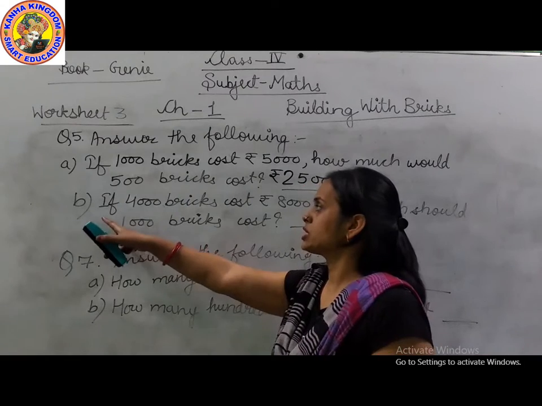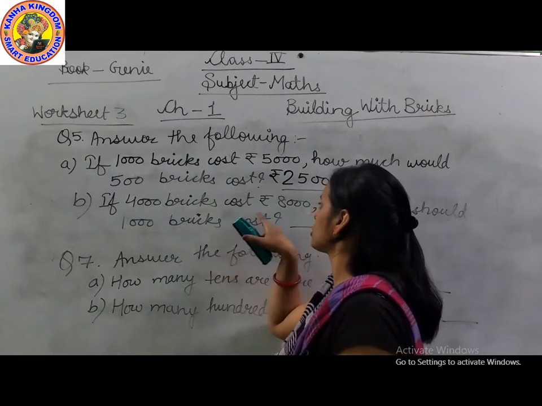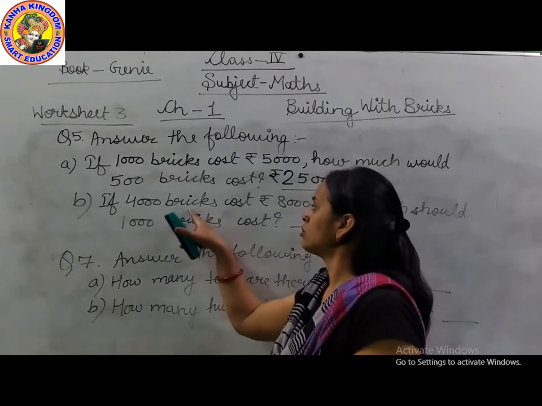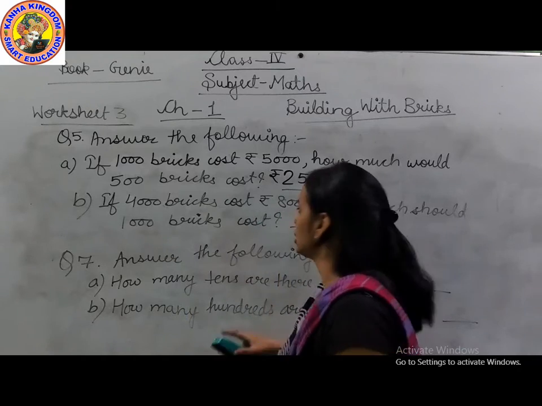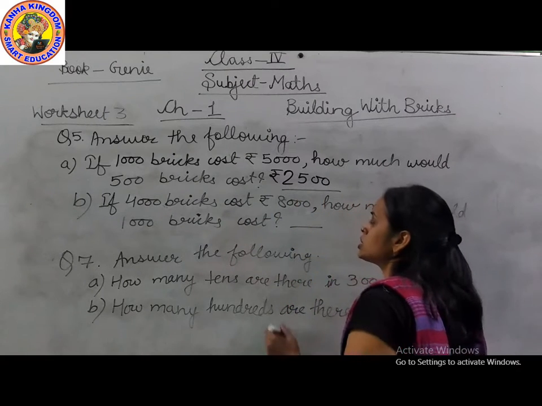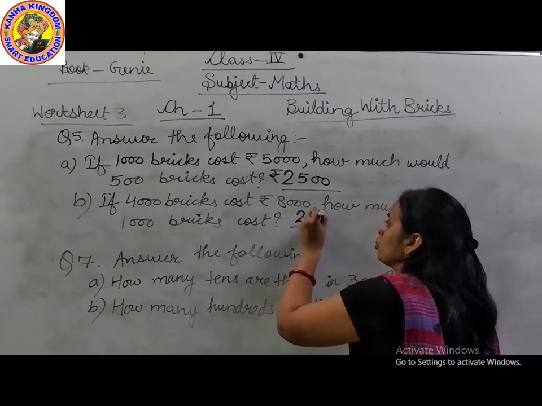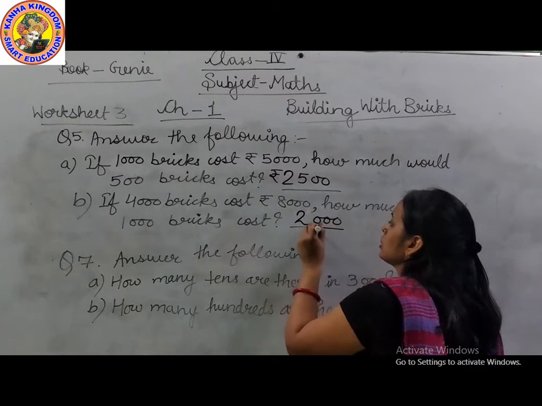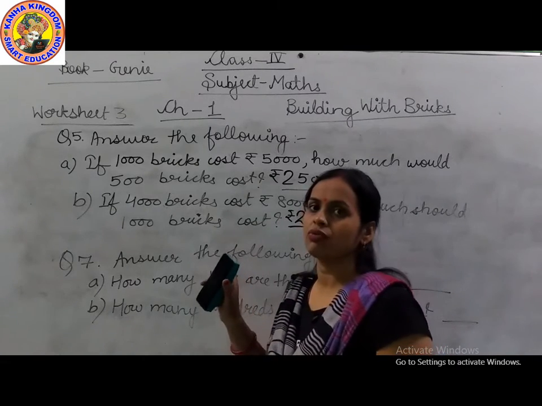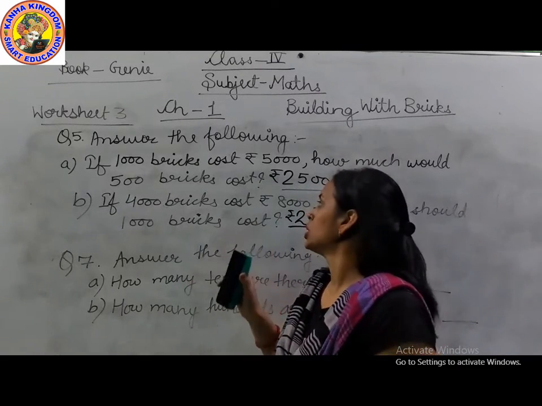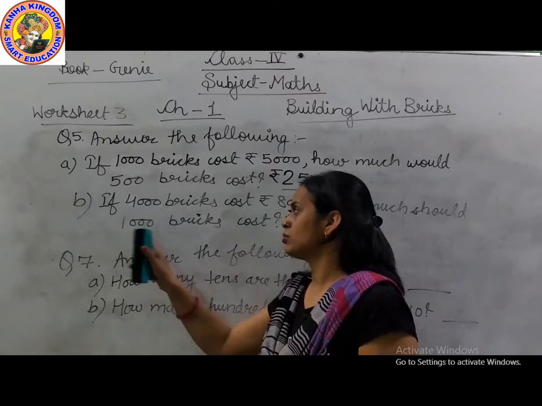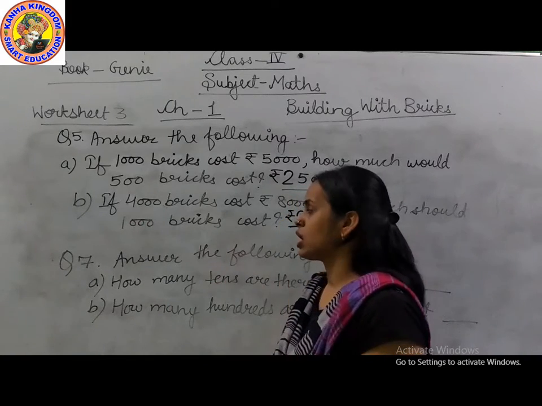Now next question is, if 4,000 bricks cost rupees 8,000, how much should 1,000 bricks cost? 2,000 rupees. Because 2 multiplied by 4 equals 8. So the cost of 1,000 bricks is rupees 2,000.